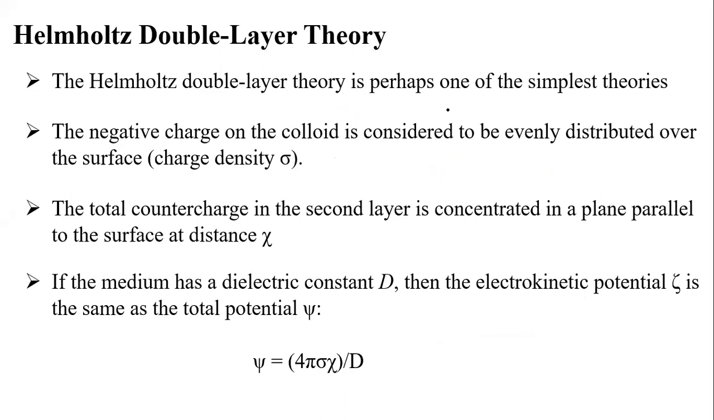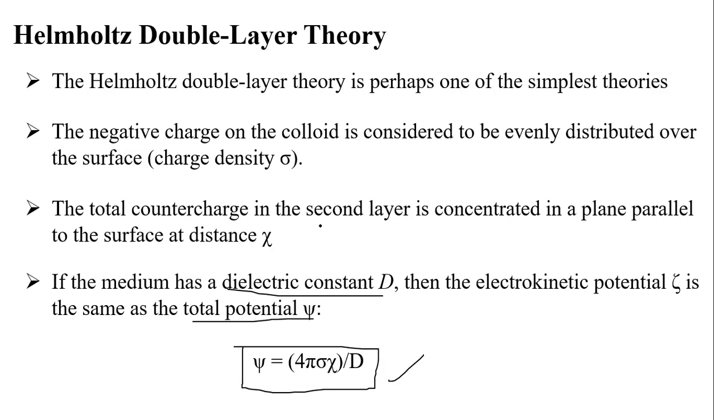So, Helmholtz double layer theory. Sigma is called charge density. Xi is the surface distance, the distance from the parallel plane surface, and d is the dielectric constant. Psi is nothing but the total potential. So the total potential is equal to 4 pi sigma xi by the dielectric constant. Helmholtz double layer theory was mathematically explained with this equation.